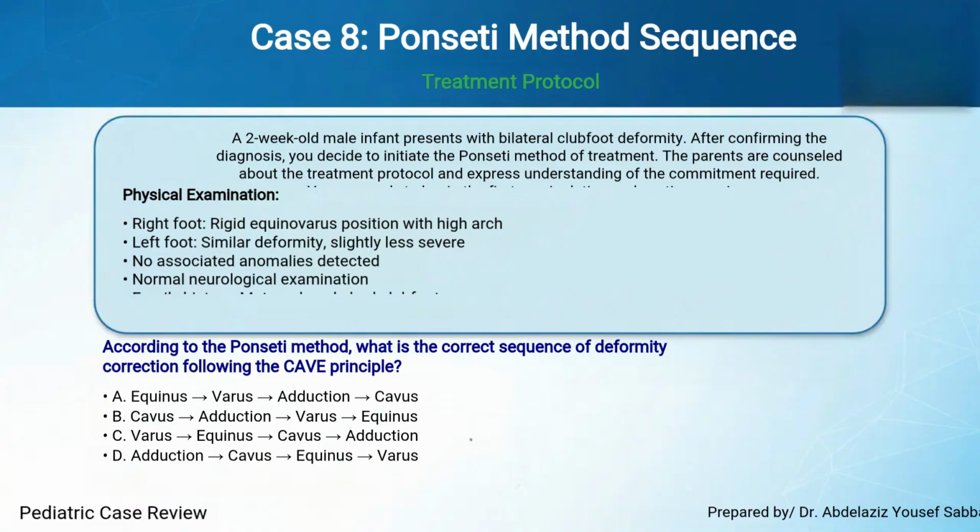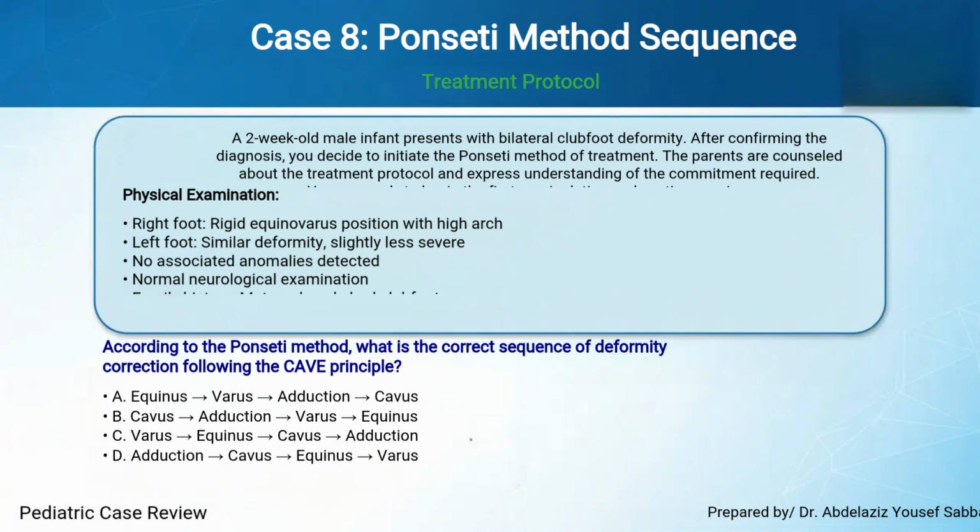Case 8. A 2-week-old male infant presents with bilateral clubfoot deformity. After confirming the diagnosis, you decide to initiate the Ponseti method of treatment. The parents are counseled about the treatment protocol and express understanding of the commitment required. Physical examination shows the right foot in a rigid equinovarus position with a high arch and the left foot with a similar but slightly less severe deformity. No associated anomalies are detected, neurological examination is normal, and family history is positive for clubfoot in a maternal uncle.